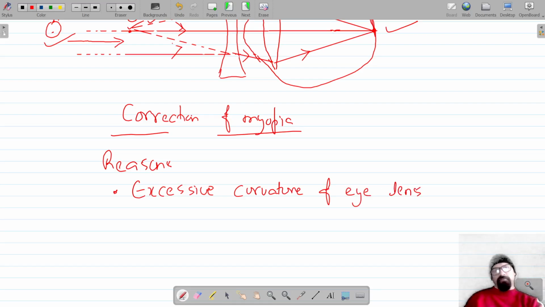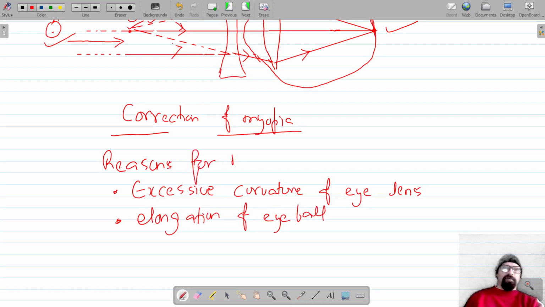And the other reason could be elongation of the eyeball. The eyeball has elongated and the image is now forming in front of the retina. So elongation of the eyeball. These are the reasons for myopia, and this can be corrected using a concave lens of appropriate focal length.